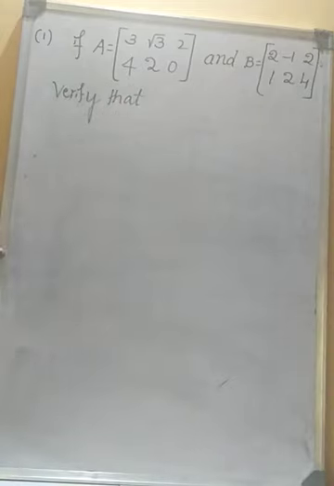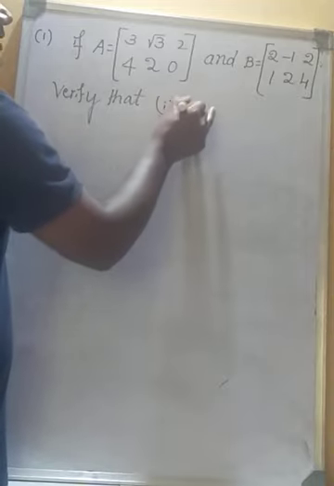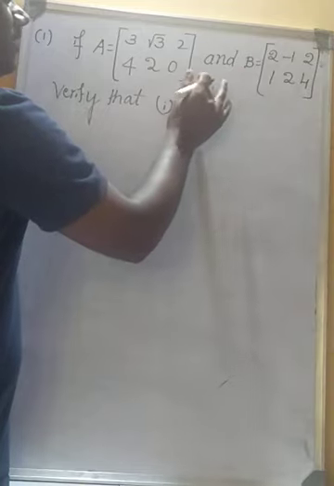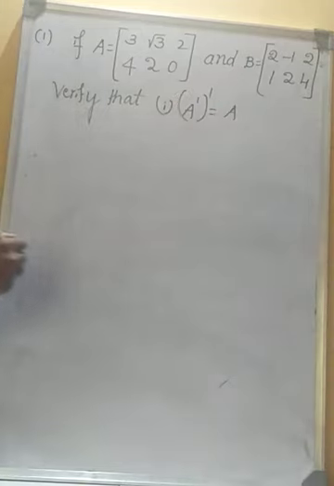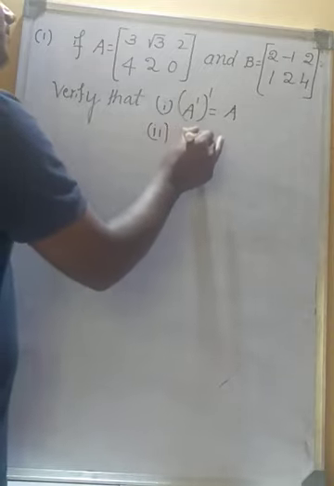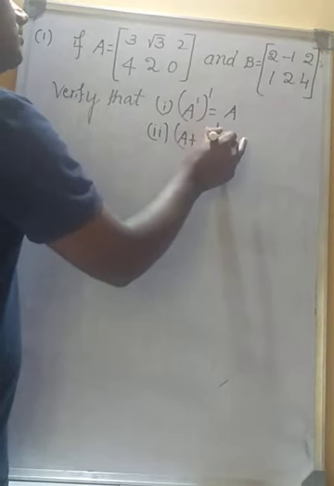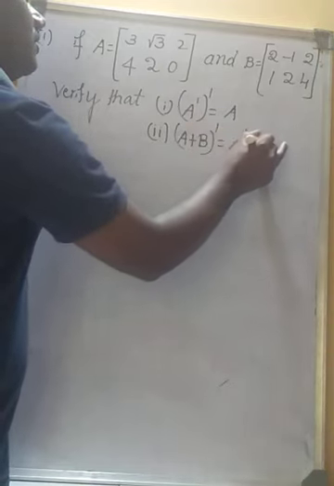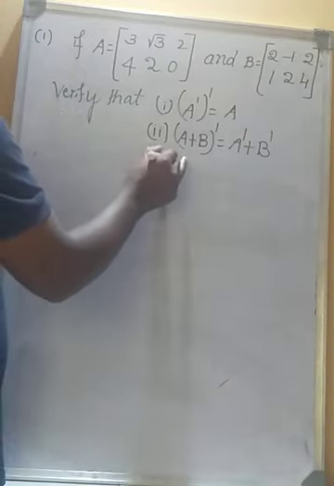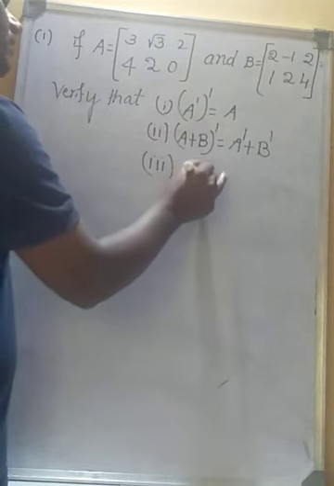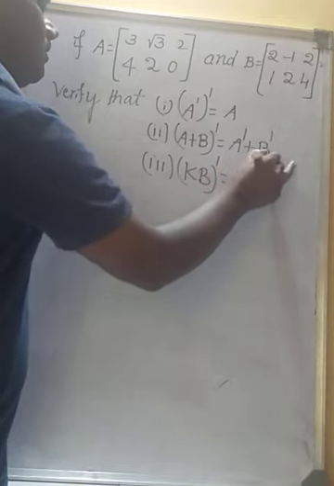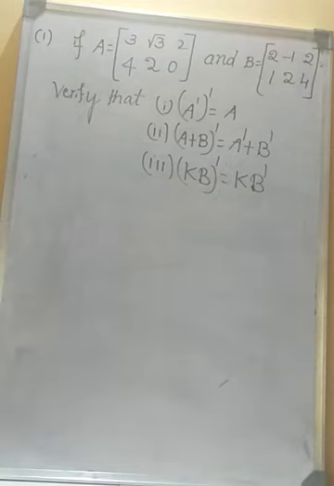Verify that, so first one, A dash whole dash is equal to A. Second one, A plus B whole dash is equal to A dash plus B dash. So third one, KB whole dash is equal to KB dash.